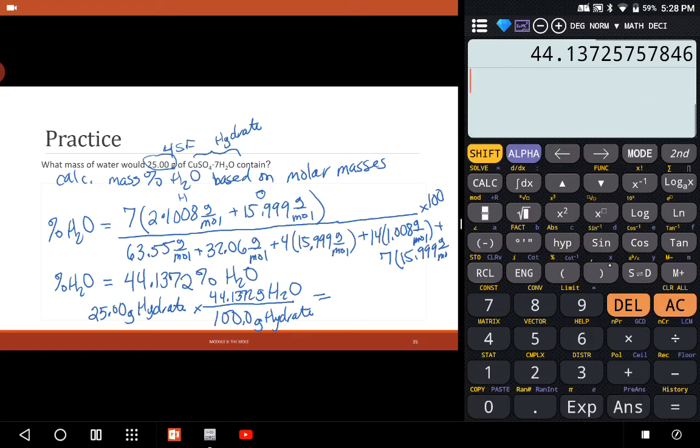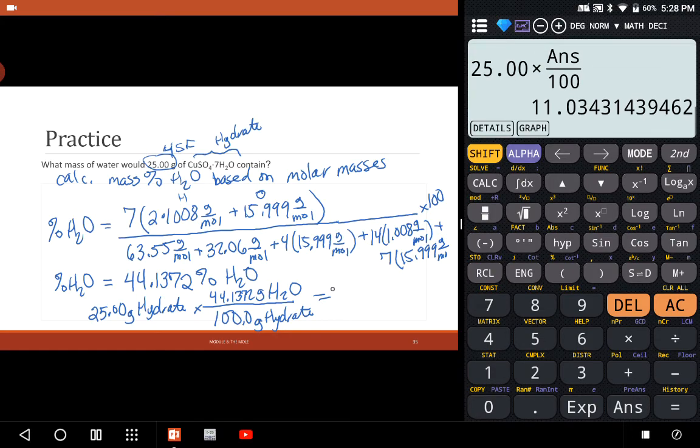Nope, that's not the right button. Let me try and do the second answer, but my pen mistyped. My answer from before times 100. So 11.0343 grams H2O. This has 1, 2, 3, 4 sig figs. 11.03 grams of H2O.